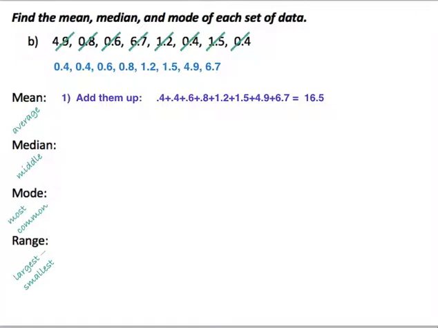And if you count the number of items in your list, you had 1, 2, 3, 4, 5, 6, 7, 8 numbers. So that's what you divide by. So your mean, your average, is actually a pretty run-on decimal, 2.0625.